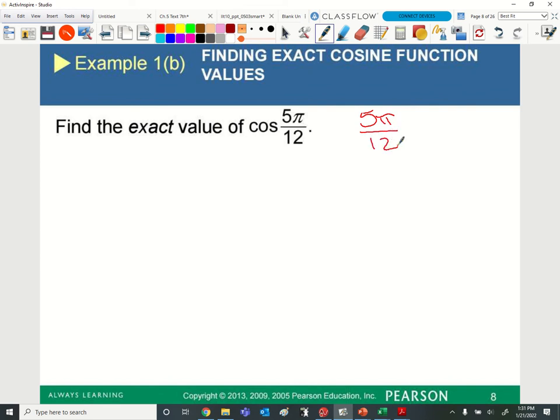Now, what am I going to multiply by to convert this to degrees? 180 over pi. Very good. Go ahead and multiply that out.